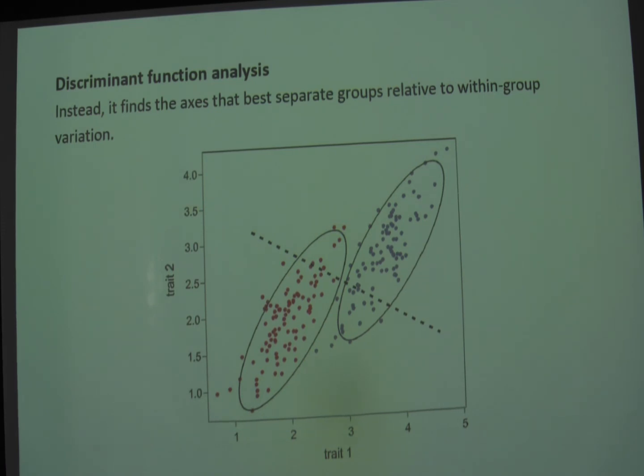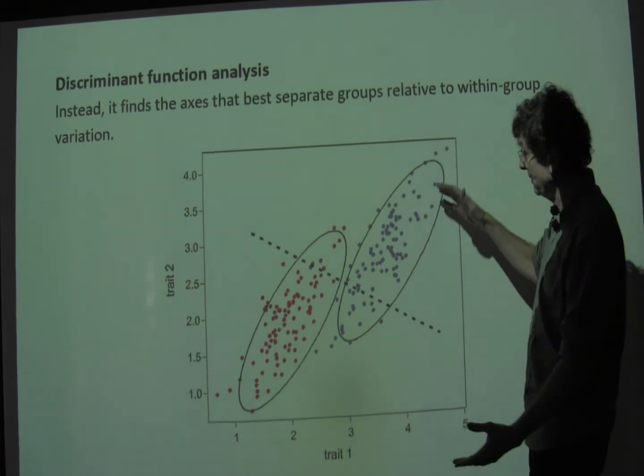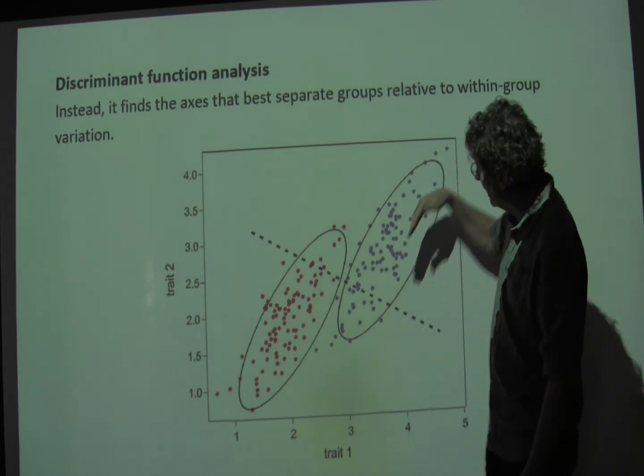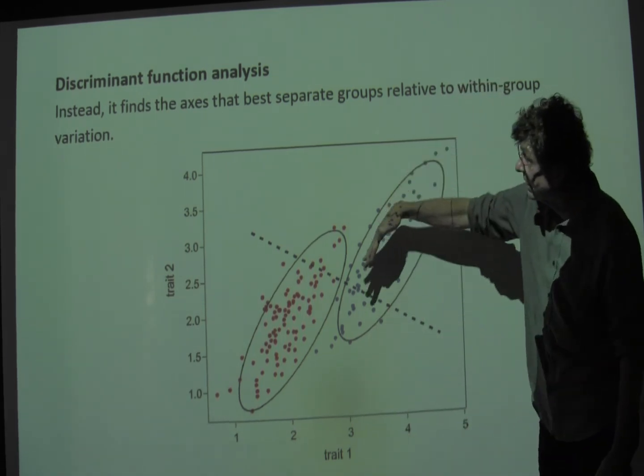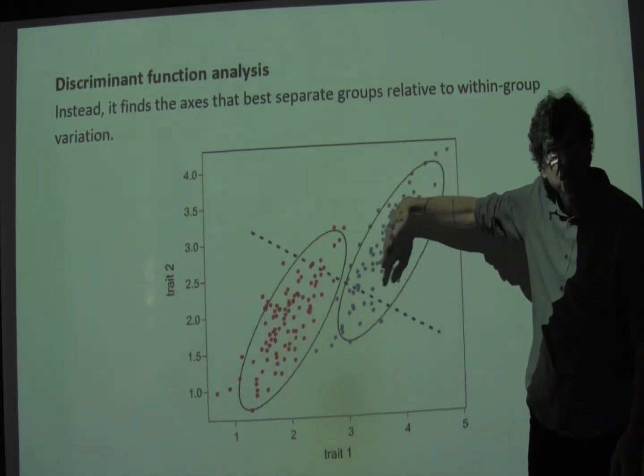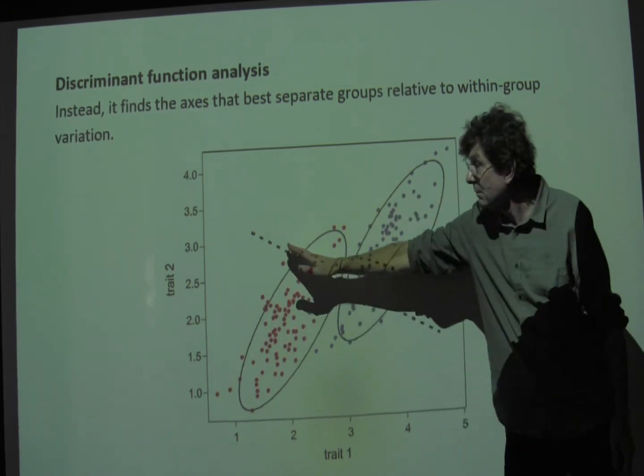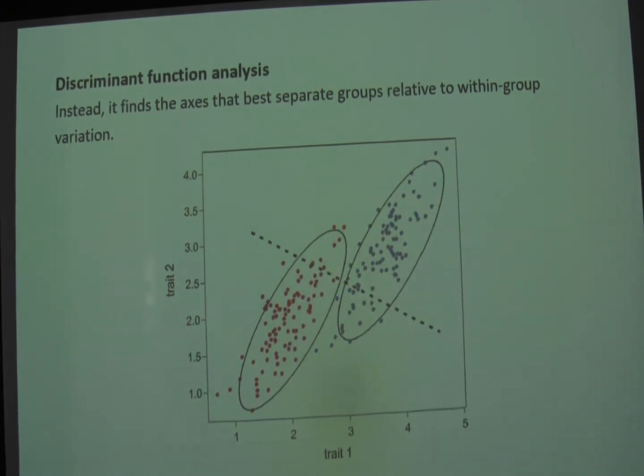So again, we're taking this scatter of points and we're turning it. And we're finding an axis such that when we look at it, if our eye is here now looking down, we can see that there's virtually no overlap in those 2 groups along that axis. And that's what discriminant analysis does.